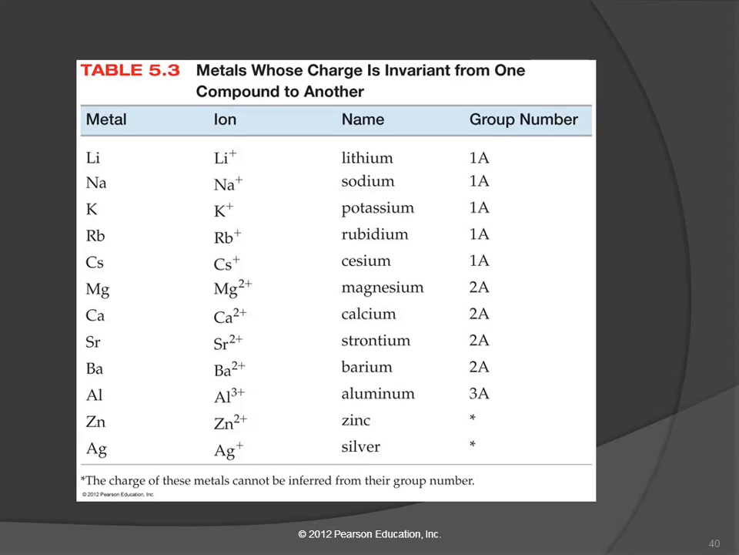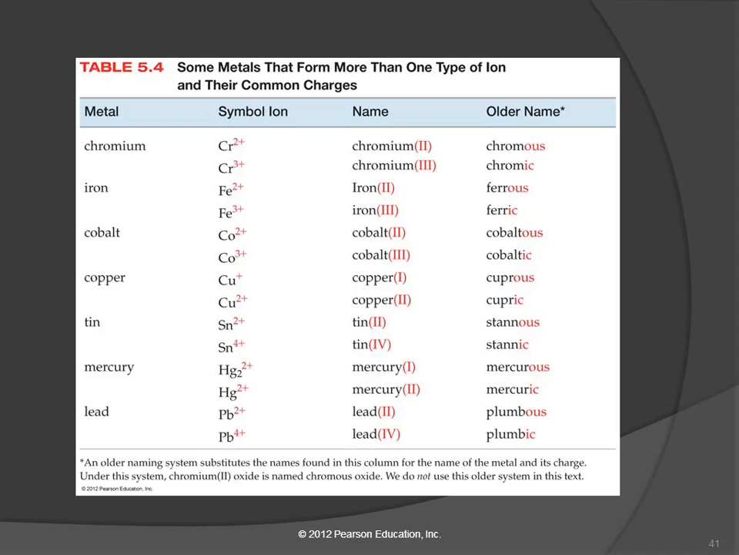And we see that lithium, it's in group 1, +1 charge. Magnesium in group 2, +2 charge. Aluminum +3 charge, it's in group 3A. Zinc and silver, you just have to remember those guys. Then we have the others. So here are some of the common other ones.